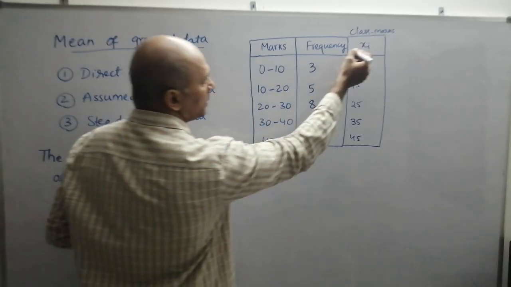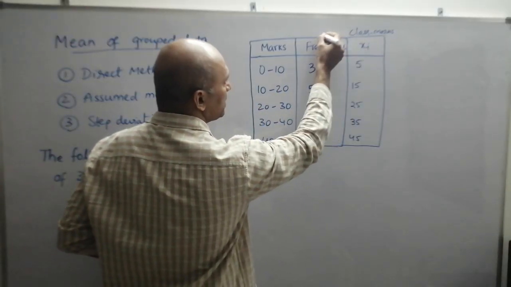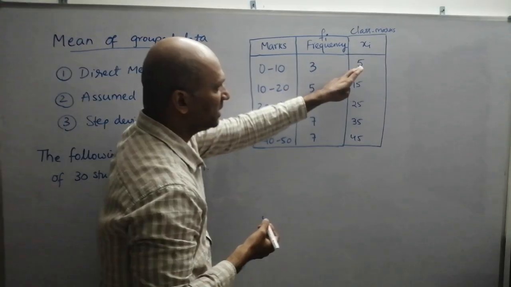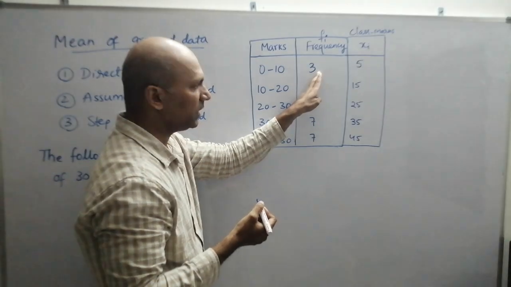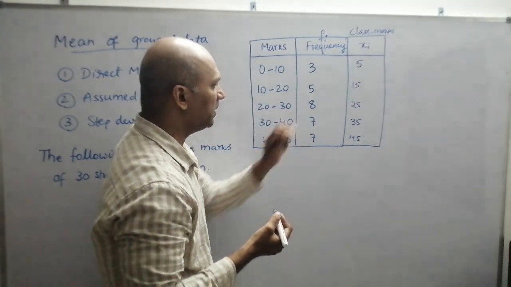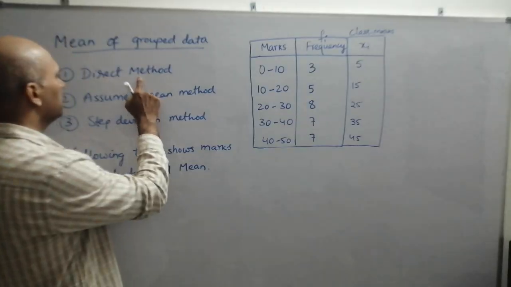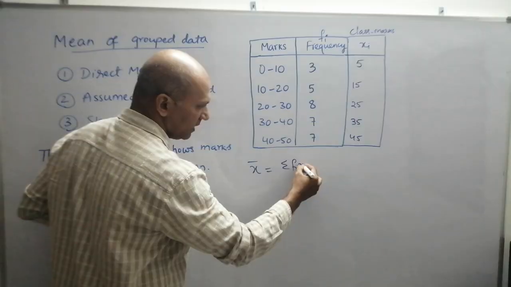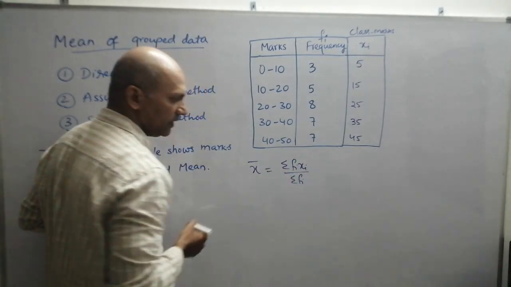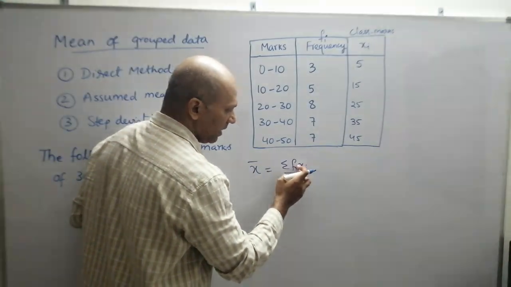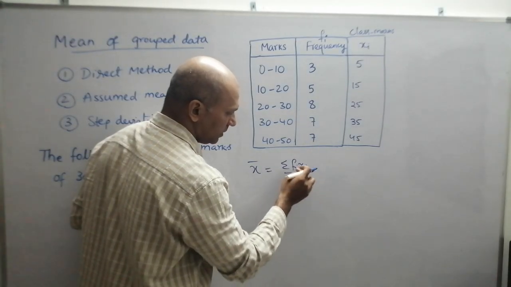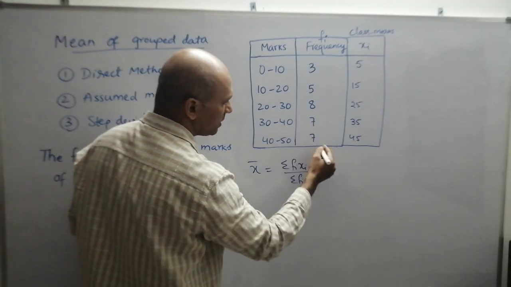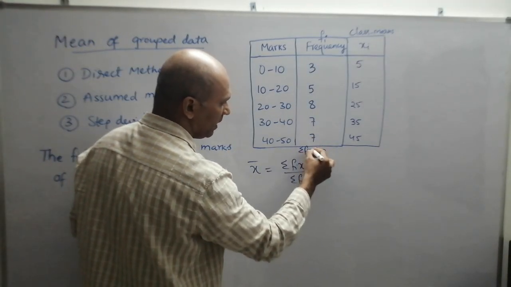Alright. Now, this is xi and this is fi, frequencies. Okay, how often something is coming. Like for example, in our case, 5 is coming 3 times. Okay, and 15 is coming 5 times, 25 is coming 8 times. So, direct method formula is mean x bar is equal to sigma fi xi divided by sigma fi. So we know sigma fi. How many students? 30 students. Or you can count this and get 30 students. So this is our sigma fi.